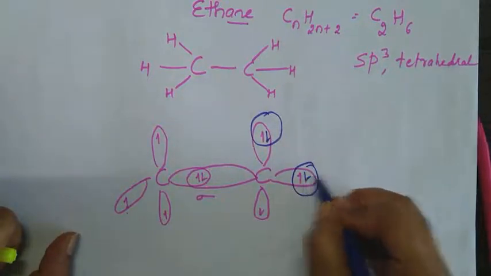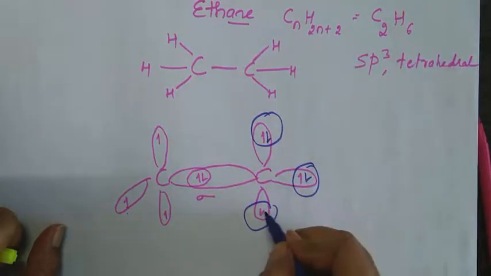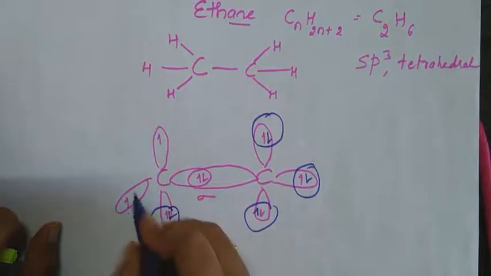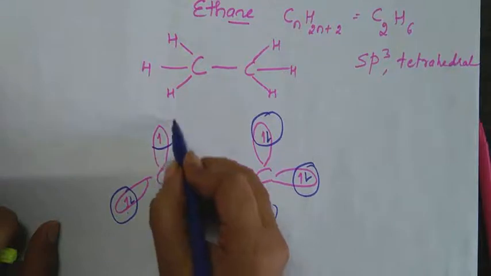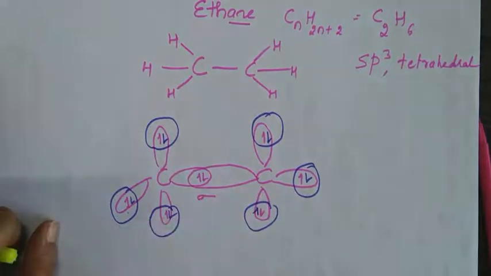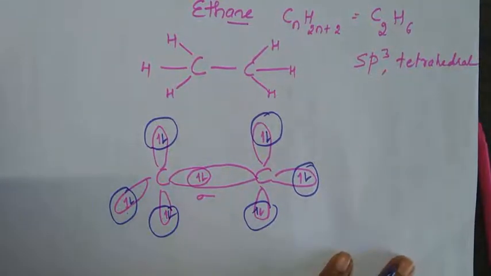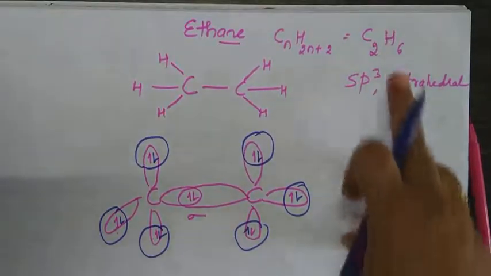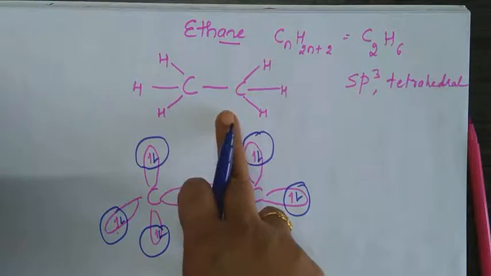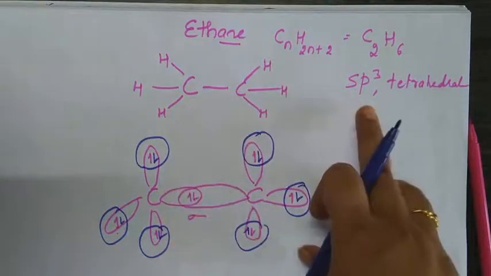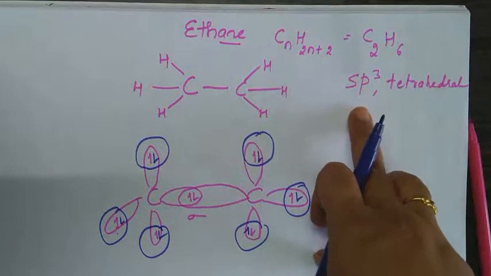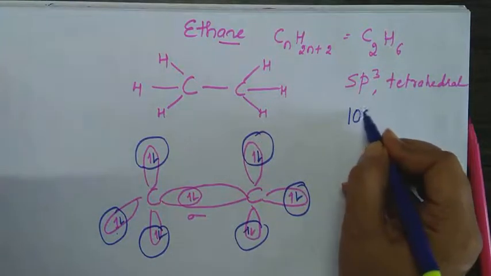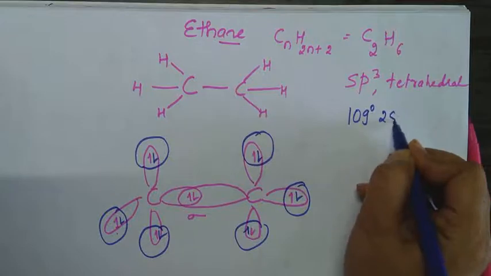Similarly another hydrogen atom, first, second, then I have third here, 4th hydrogen atom, 5th hydrogen atom and 6th hydrogen atom. So this is regarding the structure of ethane. Ethane is a saturated hydrocarbon, carbon-carbon single bond. If it is a carbon-carbon single bond, sp3 hybridization. If it is sp3, it is tetrahedral. If it is tetrahedral, the bond angle will be 109 degrees 28 minutes.